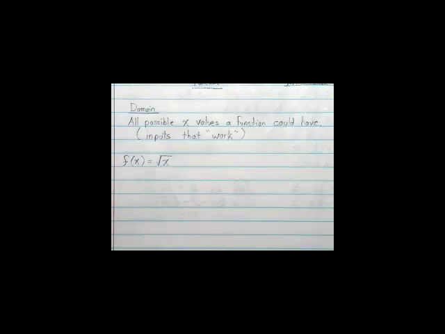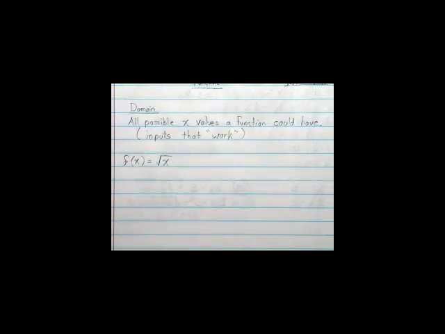Positive? Squares? Square numbers will work. Okay, that'll give me an integer answer. But I could still plug in, like, 3 is still okay, right? It's not a perfect square, but the square root of 3 is still a number, right? Anything that's positive, or there's one other number that's not technically positive that still works. 0, right? So the square root, as long as it's not a negative number, I'm good.